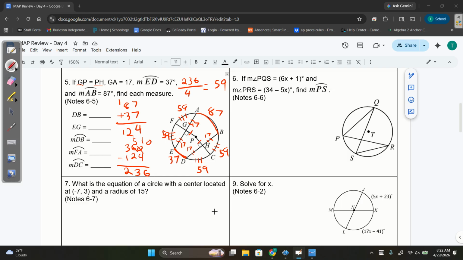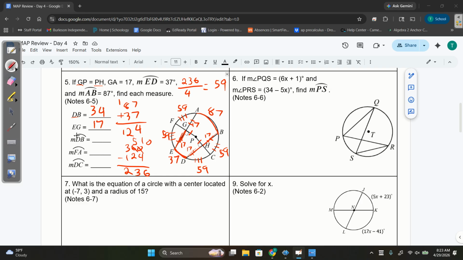Now that I've got the whole picture labeled, it's as simple as looking at what it's asking for. DB goes from D to B. So I got to combine this part here with this part here. 17 plus 17 is 34. E to G is just this part here. That's 17.